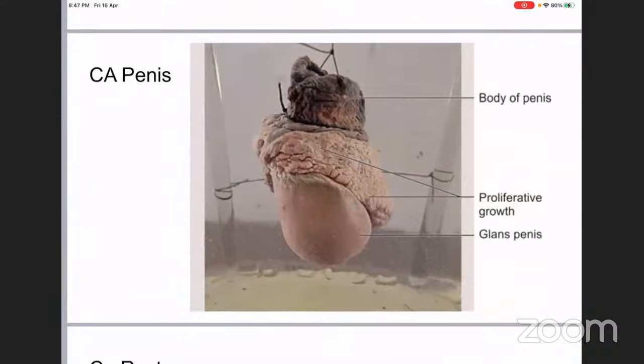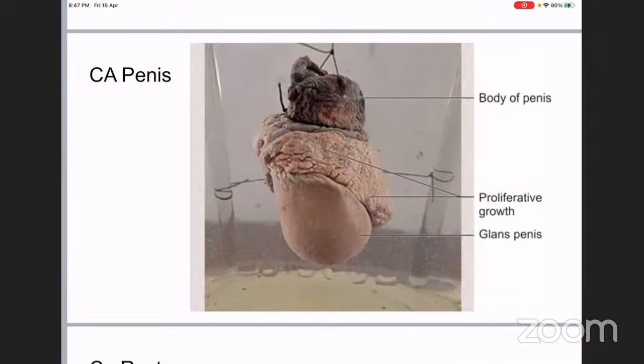Then, okay, what is this? This is a specimen showing CA penis. So what is the histopathological type of carcinoma? Squamous cell. Yeah, squamous cell carcinoma. Okay. And then they will ask you about the pre-malignant conditions of the testis. They can ask you about the pre-malignant conditions involving the glands. What is the pre-malignant condition involving the glands of the penis? Balanitis. Okay, yeah, that is a pre-malignant condition.